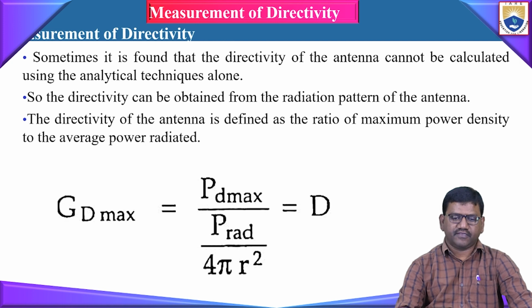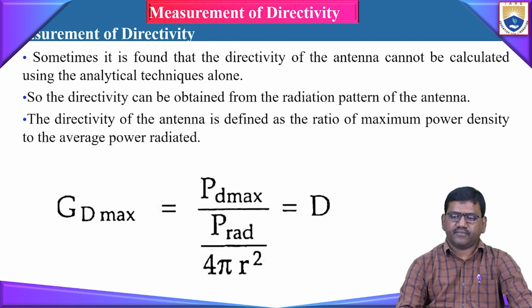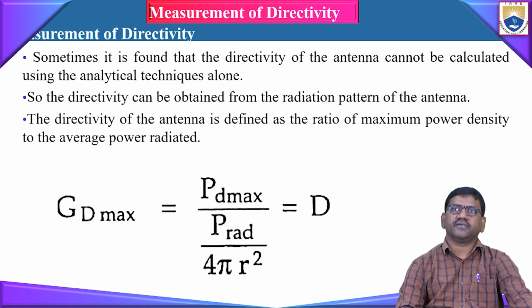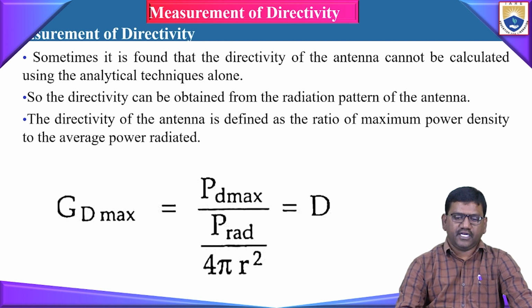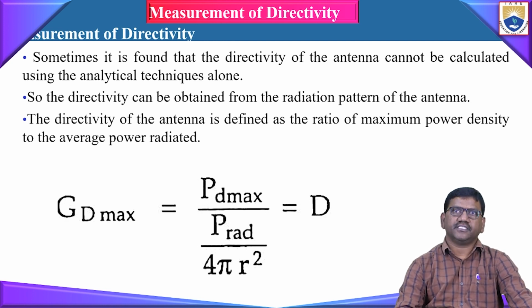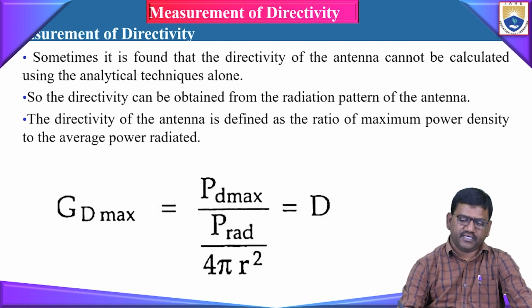Directivity can be obtained from the radiation pattern of the antenna. The directivity of the antenna is defined as the ratio of maximum power density to the average power radiated. We have some equations here. G_D is given by P_T max divided by P_T over 4 pi R squared.